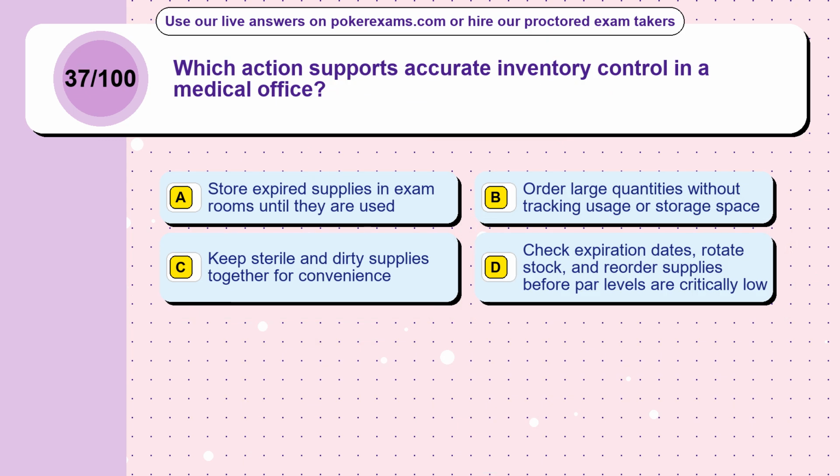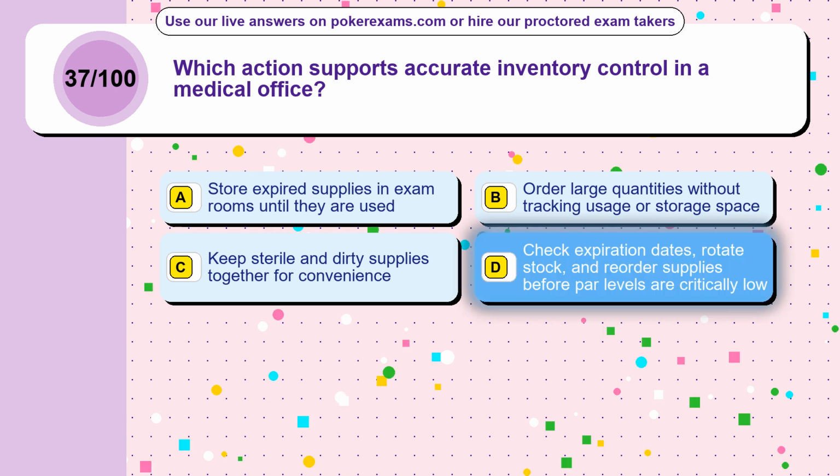Question 37. Which action supports accurate inventory control in a medical office? Option A. Store expired supplies in exam rooms until they are used. Option B. Order large quantities without tracking usage or storage space. Option C. Keep sterile and dirty supplies together for convenience. Option D. Check expiration dates, rotate stock, and reorder supplies before par levels are critically low.